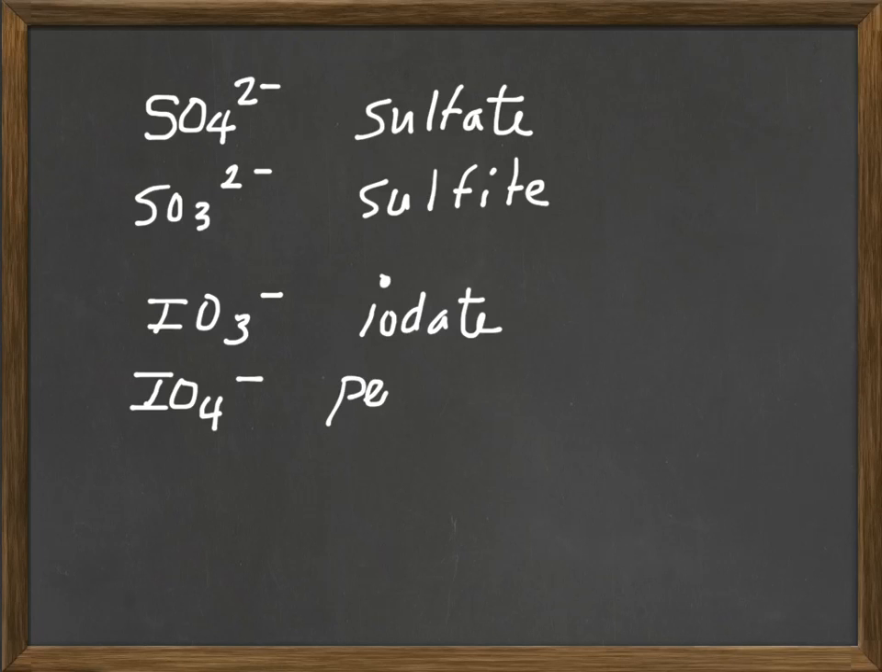Periodate. Okay? So I think you're seeing the patterns going on here. It's going to take some practicing, though, for them to stick in your head. There are other polyatomic ions that you just have to memorize. Hydroxide, peroxide, cyanide. Those guys don't really follow a pattern. There's one other little pattern that we kind of run into sometimes.